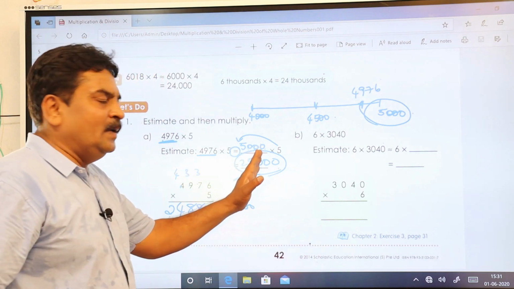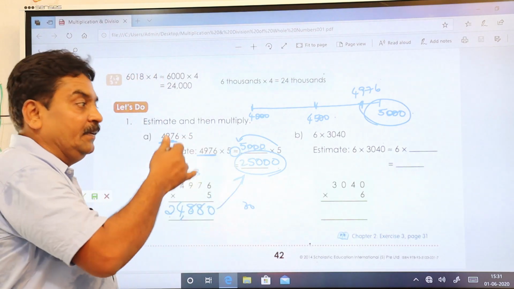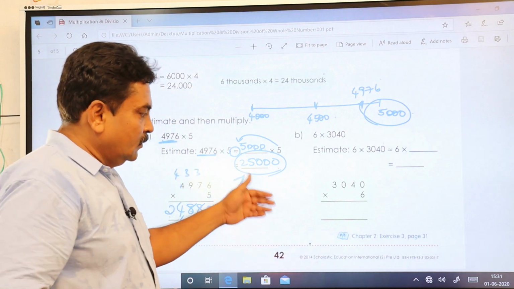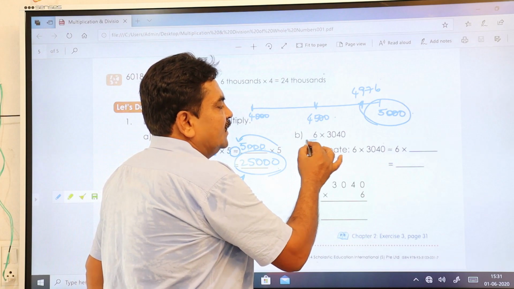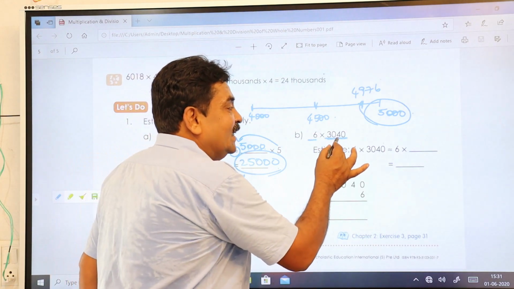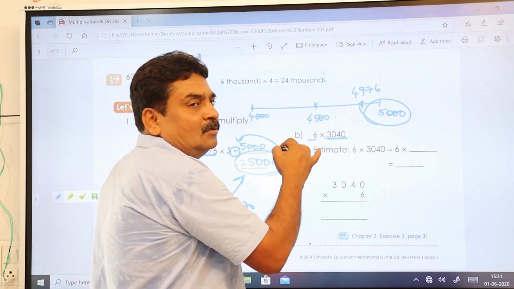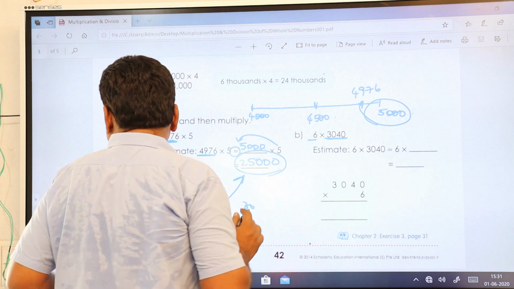When it is hundreds place, then the story becomes something different. That will come in the next exercise. So now see, 6 into 3040. 3040 is nearer to 3000. Even if you take, suppose, I'll do it again.